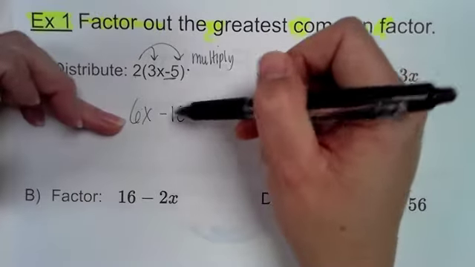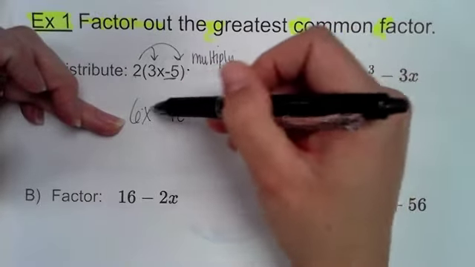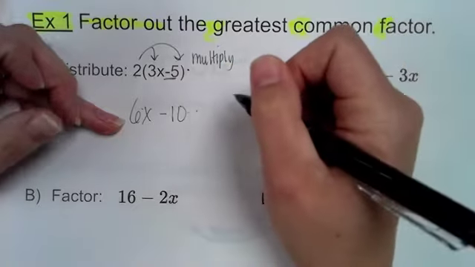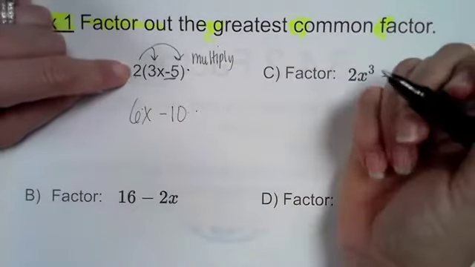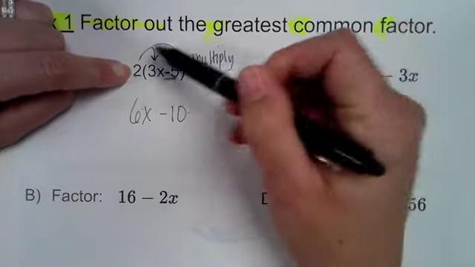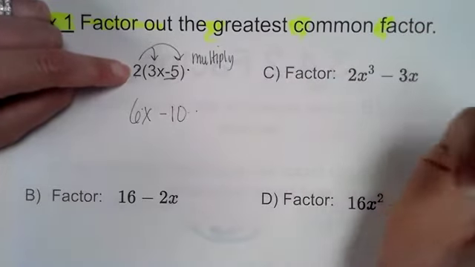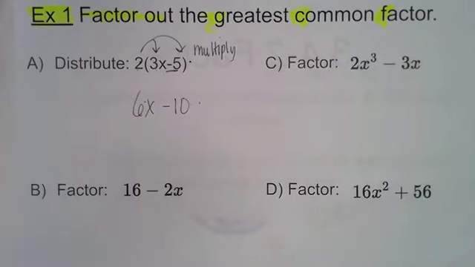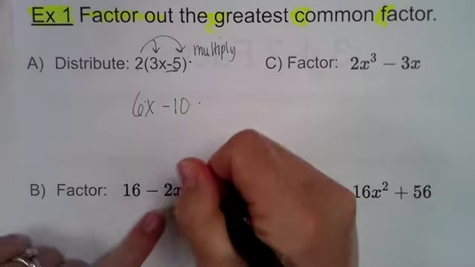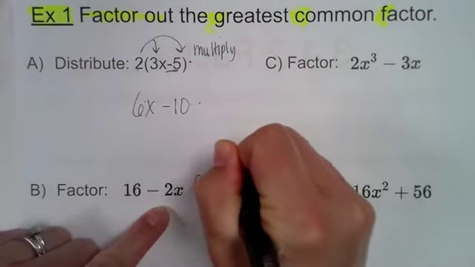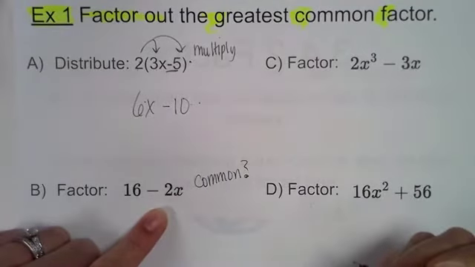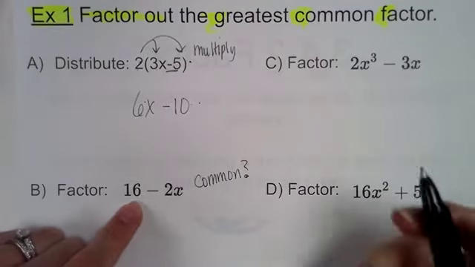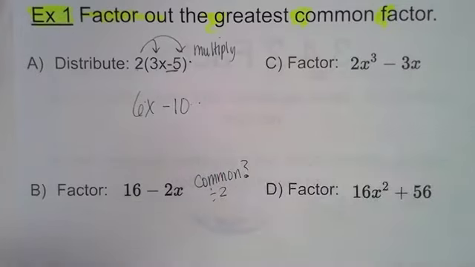So we have to ask ourselves, hey, what do these 2 terms have in common? They can both be divided by 2. All right, so instead of multiplying by 2, we can reverse the process and divide by 2. And that's our goal. When we say factor, we are unmultiplying. Okay, so if I have 16 minus 2x, I'm going to say, hey, what do they have in common? A 2. They have a 2. So we can divide out a 2.